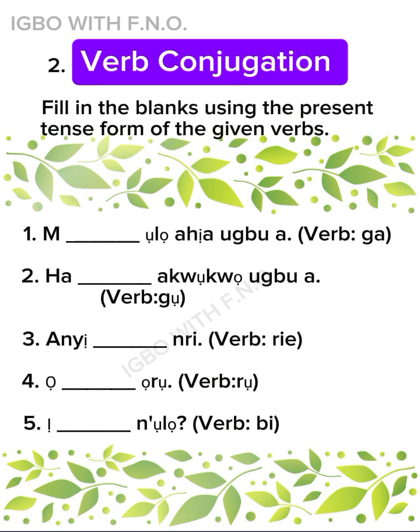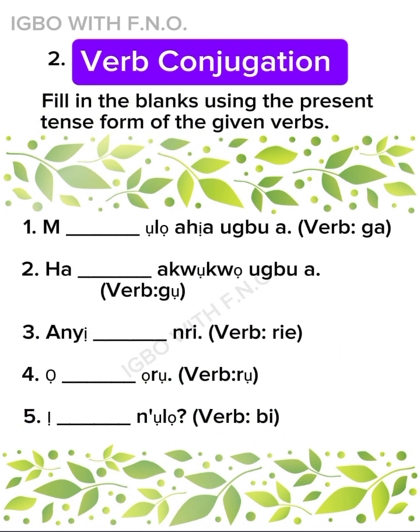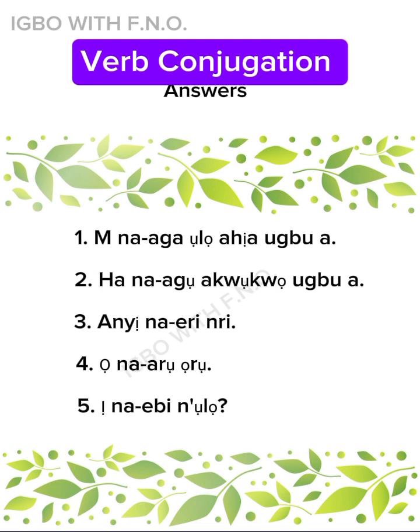Okay, exercise 2 says fill in the blanks. Fill in the blanks using the present tense form of the given verbs. Blank, ụlọ ahịa ugbu a. Ha blank, akwụkwọ ugbu a. Anyị blank, nri. Ọ blank. Okay, just fill in the blanks. Here you have your answers.